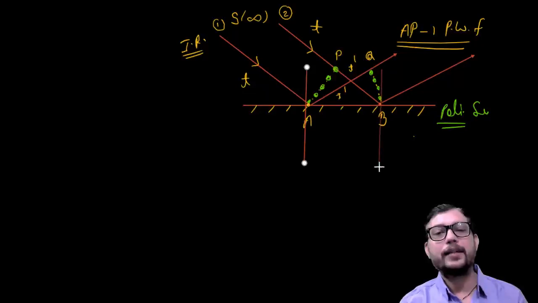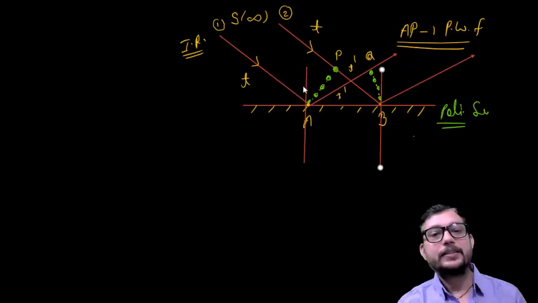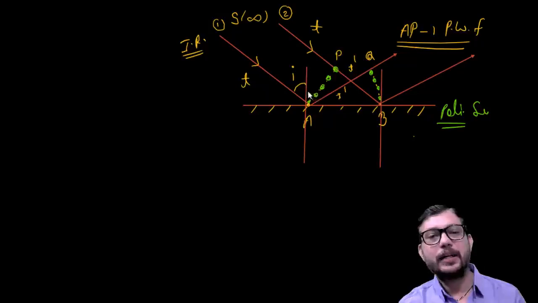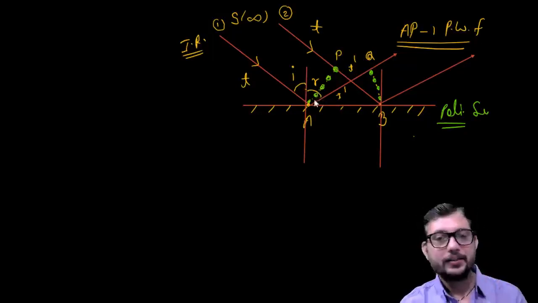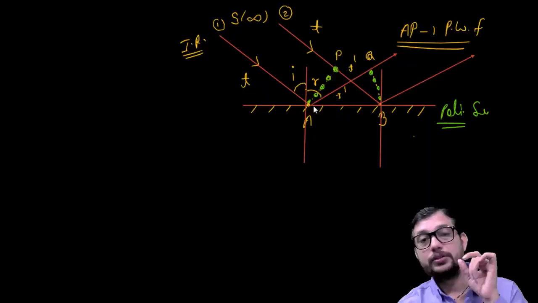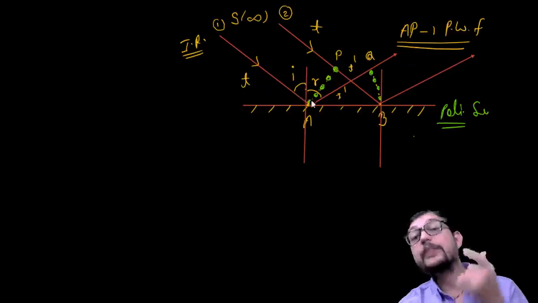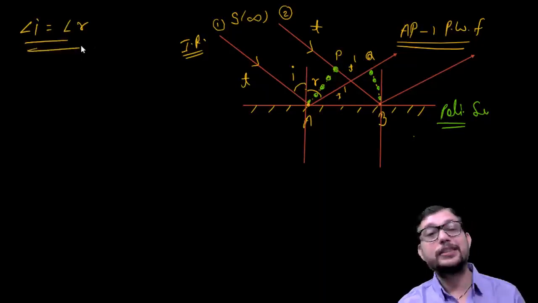You know that a normal basically makes an angle of 90 degrees. This is your angle of incidence I, and this is your angle of reflection R. That one is your angle I, this is your angle R. According to the laws of reflection, the angle I must be equal to angle R. This thing we have to prove.